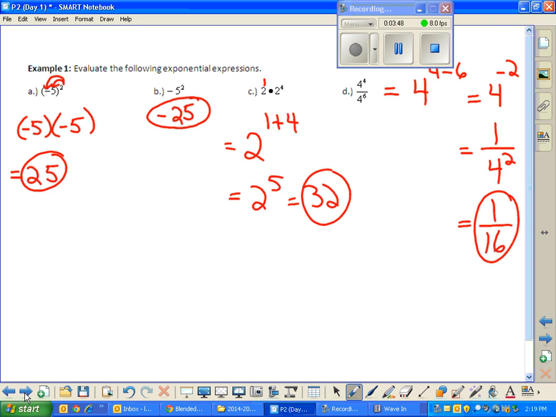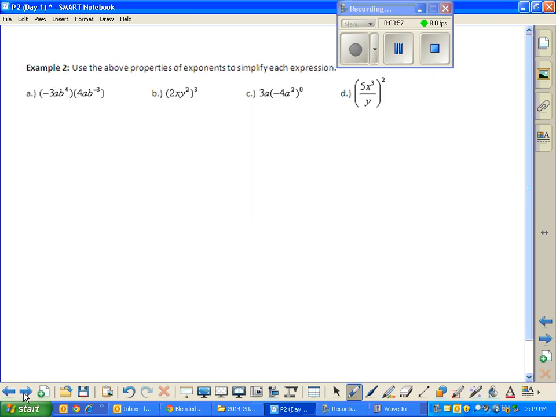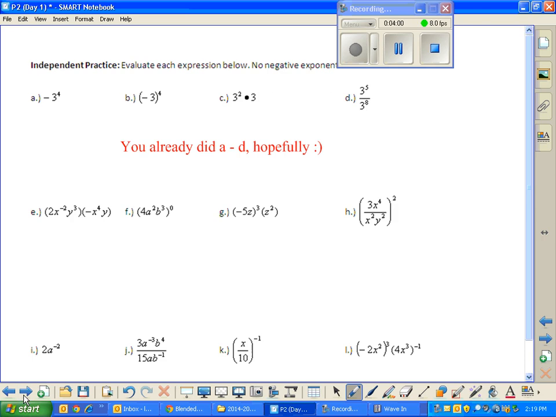So now that we kind of glanced over example 1 a little bit, I wanted to give you some time to try a couple on your own. There's an independent practice set through here, and I wanted you to go ahead and take a look at A through D. Right now it says you already did A through D, hopefully, but that's because I'm showing and telling you to go ahead and do it now. So what I'd like you to do is go ahead and fast forward a little bit to that independent practice. And I would just like you to try A, B, C, and D.